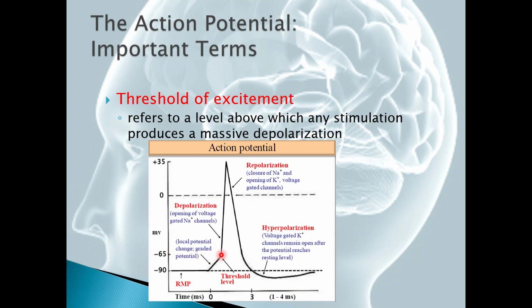Anything above that, any type of stimulation, we'll talk about local potential change, graded potential changes, another action potential traveling down, all of those things, or an electrode stimulating that cell, it stimulates the cell and depolarizes the threshold. You have this massive depolarization. And that is, again, because of the opening of the voltage-gated sodium channels.